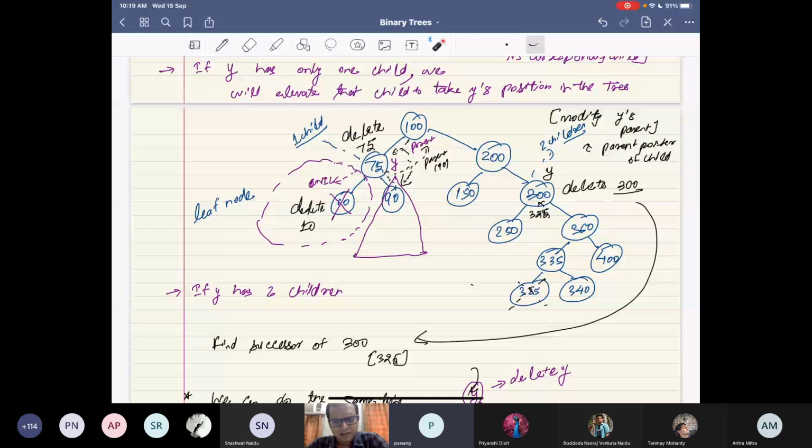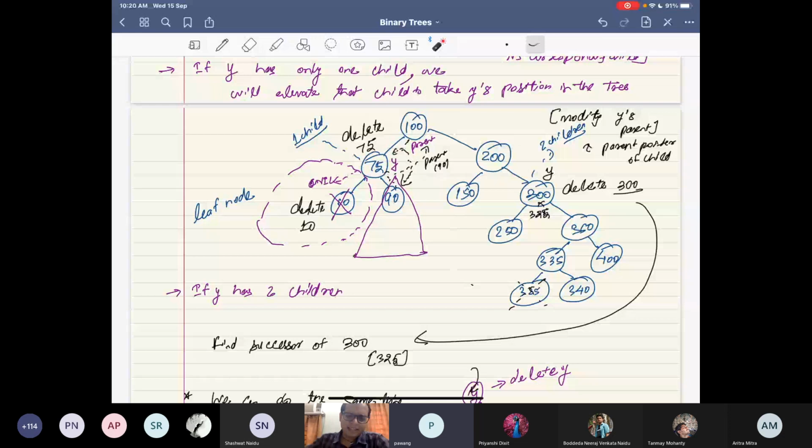Okay. Now, suppose you want to delete 75. 75 has one child. So what would happen in that case? What would you have to do if there is only one child? Replace 75 with 90 and then just delete. I replace 75 by 90, so I elevate 90 to that position.